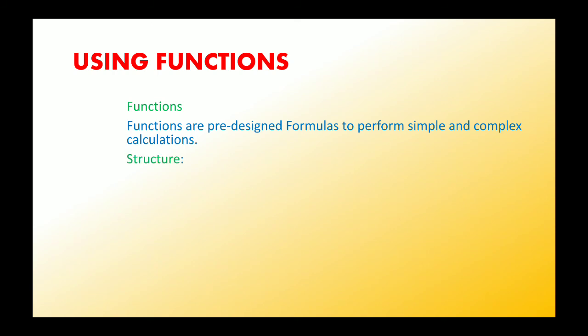The structure of a function will be like this. First we have the equal to symbol, after that the function name, after that the bracket, and argument 1, argument 2, argument 3 and the closing bracket. So we have to use the equal to symbol first of all, then write the function name, then use parentheses, and after that the arguments. We have to remember this while writing a function.